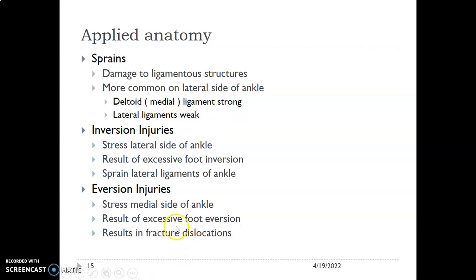So after you fracture the malleoli, you destroy the anatomy. So the socket, the mortise, is affected, and therefore that will lead to dislocation of the joint. So inversion injuries cause sprain on lateral ligaments of the ankle, while eversion injuries will cause fracture dislocation. You fracture the medial malleolus and dislocate the ankle joint. Why? Because the deltoid ligament is very strong.